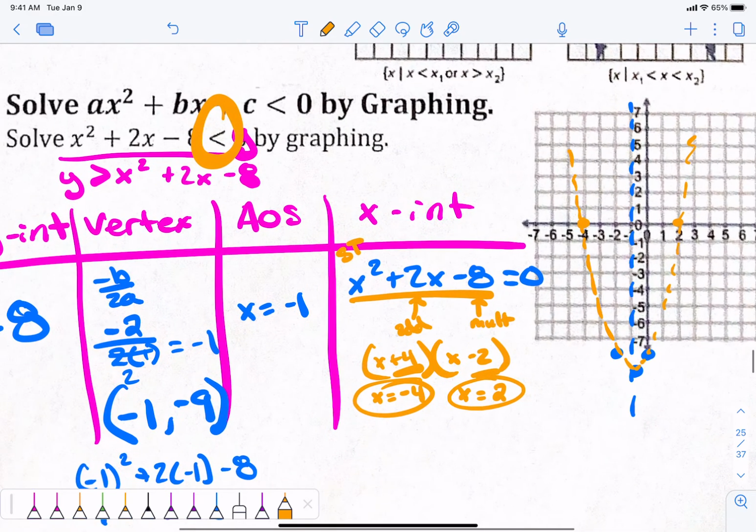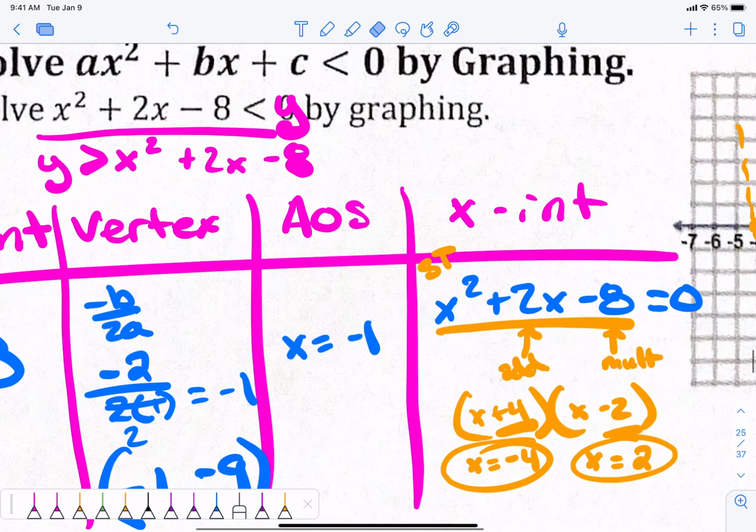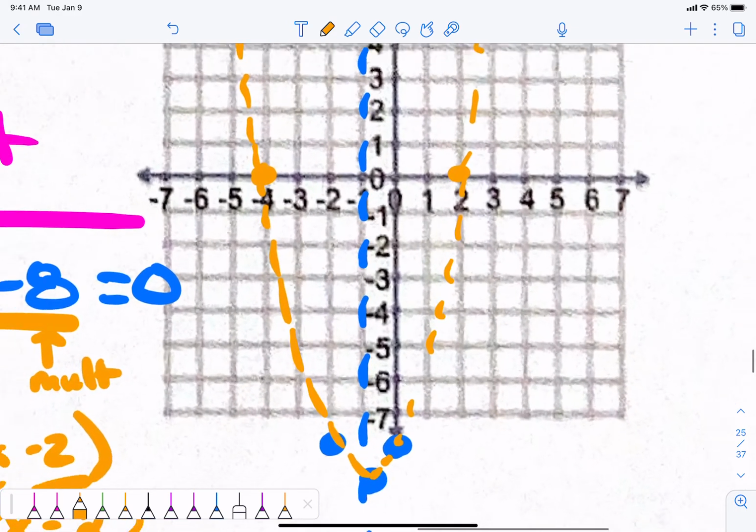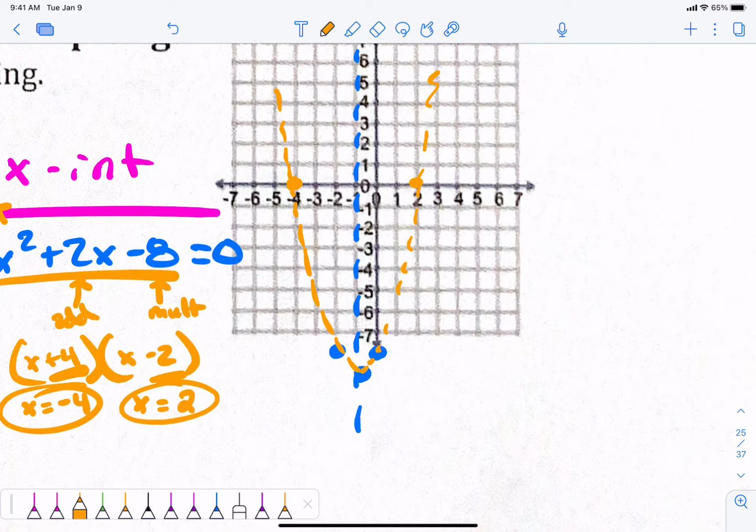And then we have y. If you read this backwards, do you see where the y is located here? Y is on the big end of the inequality, right? So y is greater than, or if we flip it around, you could see y is greater than. So are we going to shade inside the parabola or outside?